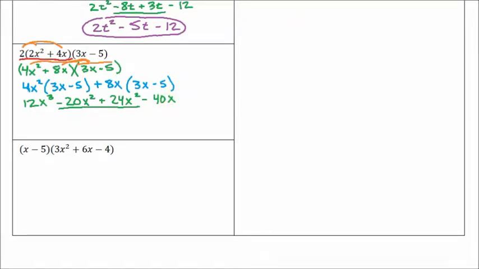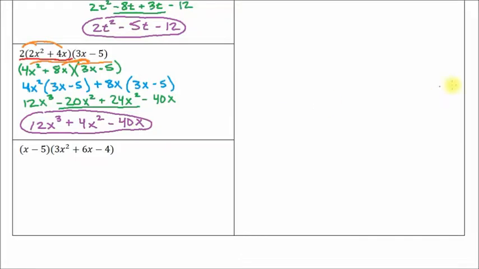can't combine those together. So our final answer is 12x cubed. Negative 20 plus 24 is positive 4x squared. And then our final term by itself is negative 40x. There is our distributed polynomial.